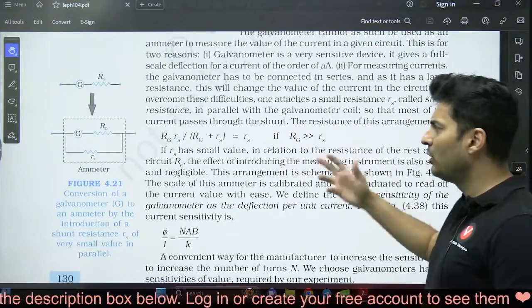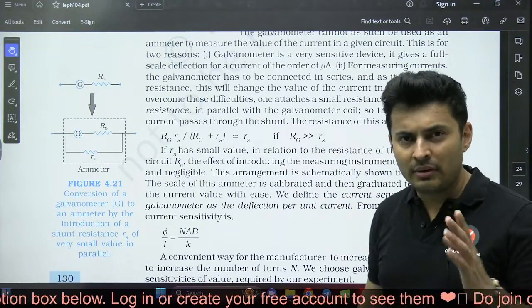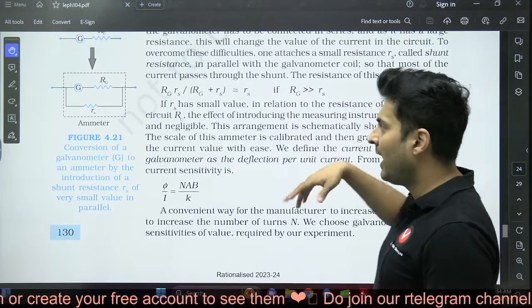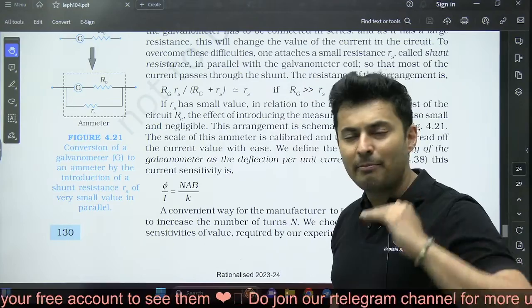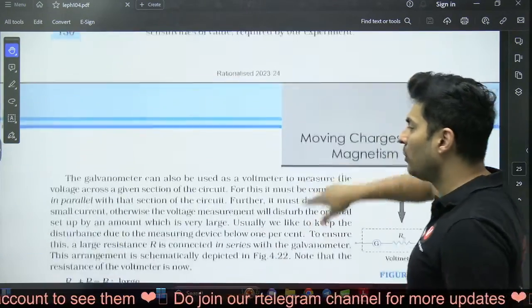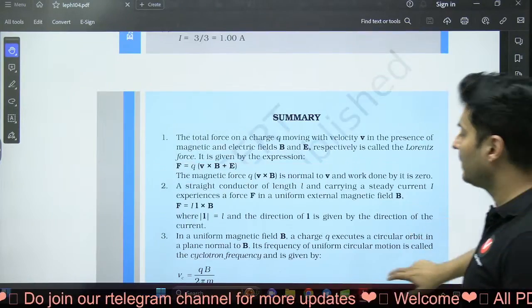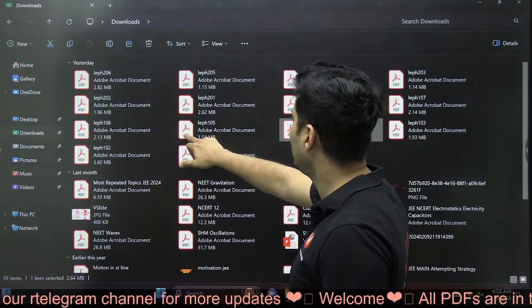And how to convert it into an ammeter versus how to convert it into a voltmeter, both the variations you should know. For an ammeter, you apply a resistance in parallel called a shunt. To convert it into a voltmeter, you connect a resistor in series. That's all that is there in this particular part. Moving on to the fifth chapter.